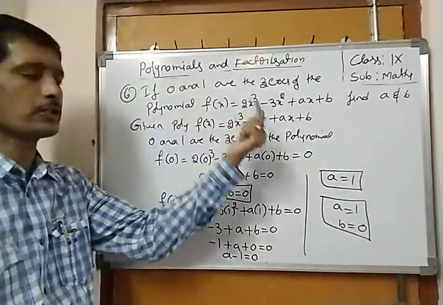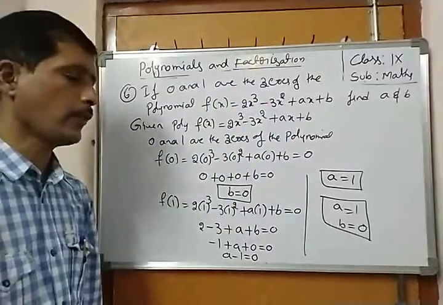Therefore 0 and 1 are the zeros of the polynomial. Otherwise, they are not zeros of the polynomial.